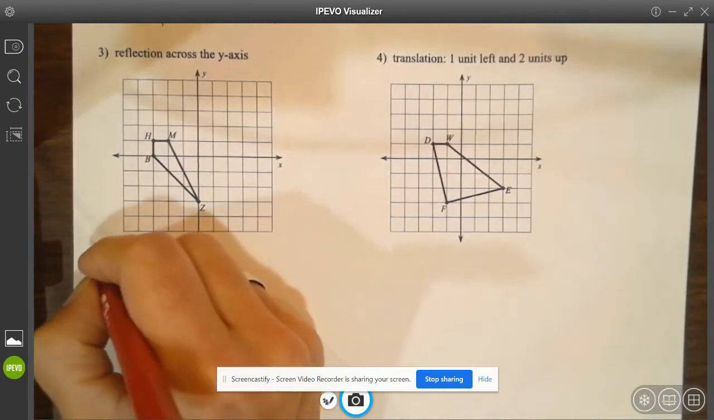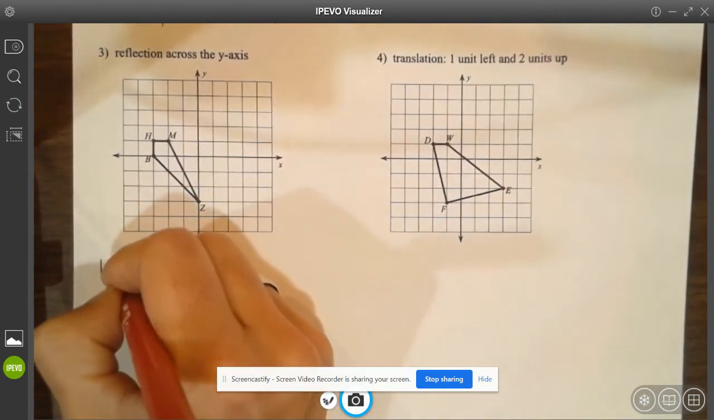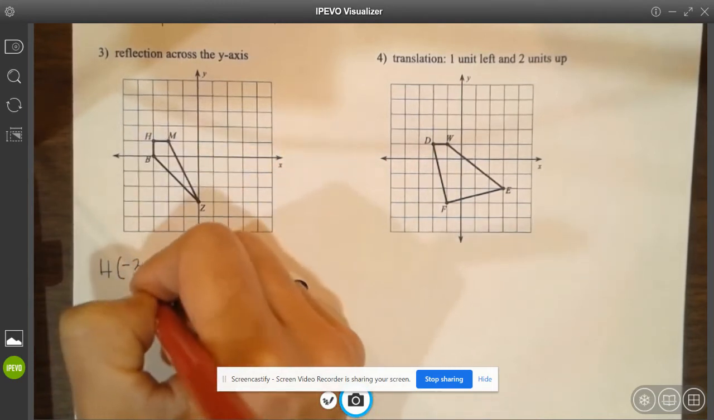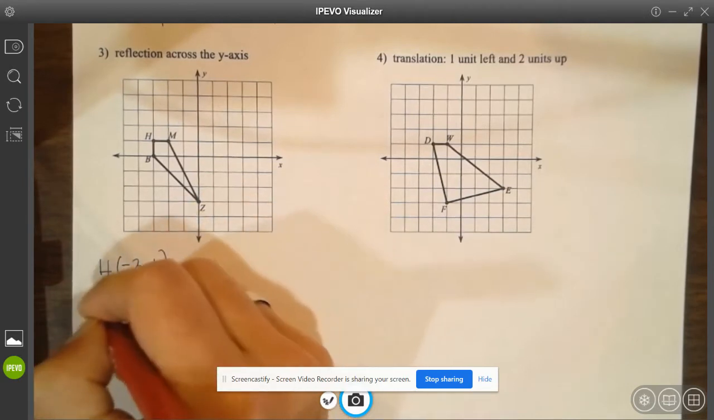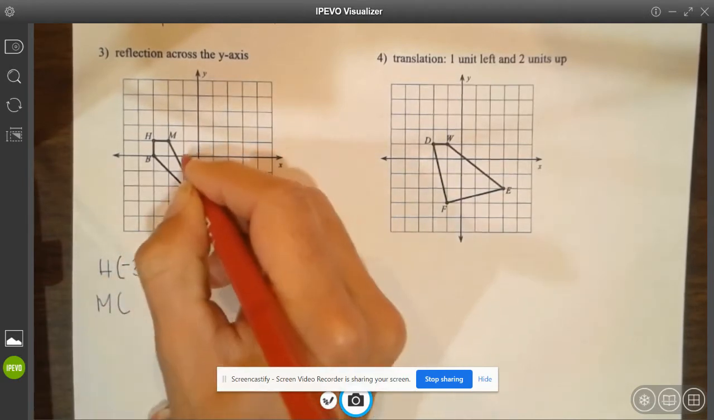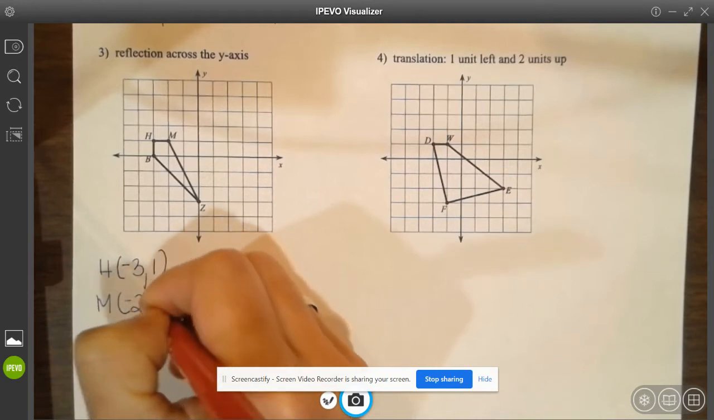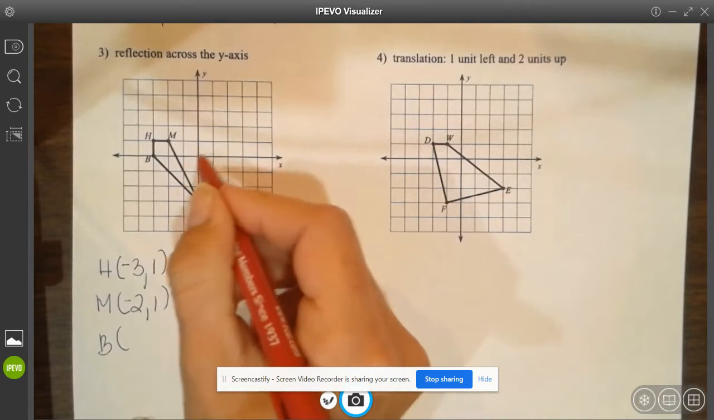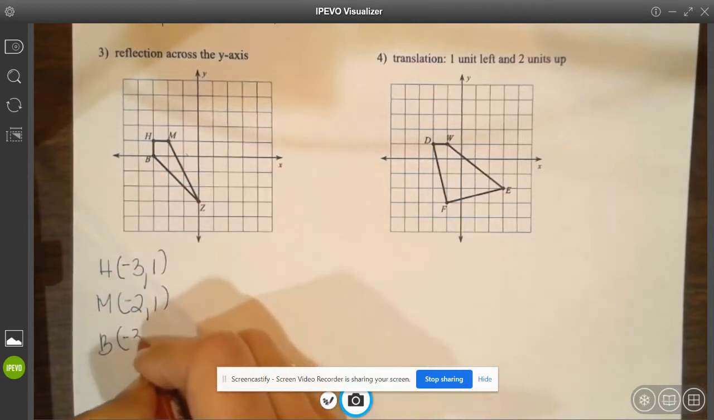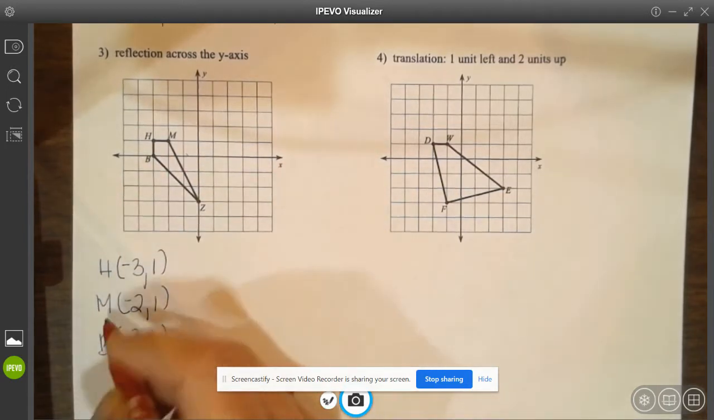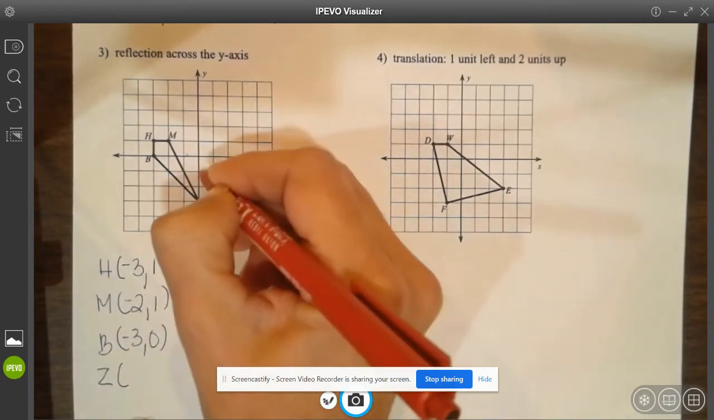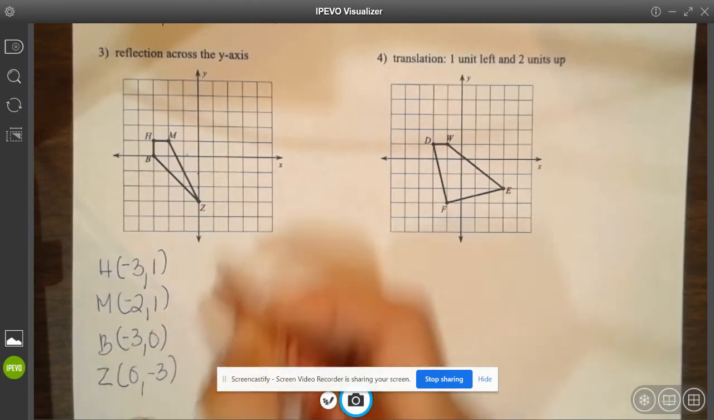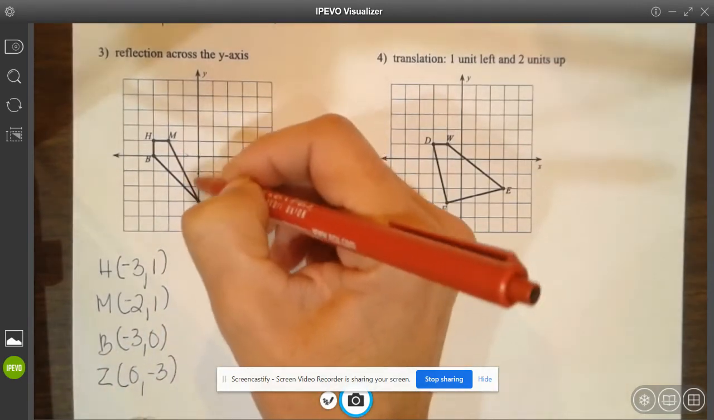That's H: 1, 2, 3, so negative 3, positive 1. M is negative 2, positive 1. B is 1, 2, 3, negative 3, 0. And then my last one is Z: 1, 2, 3, so that's 0, negative 3. 0 because it doesn't go anywhere, but it goes down 3.